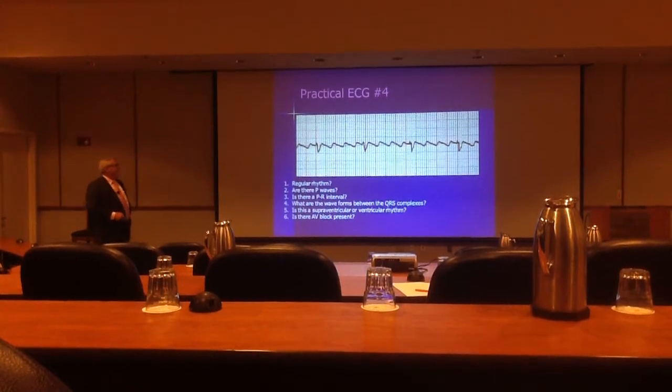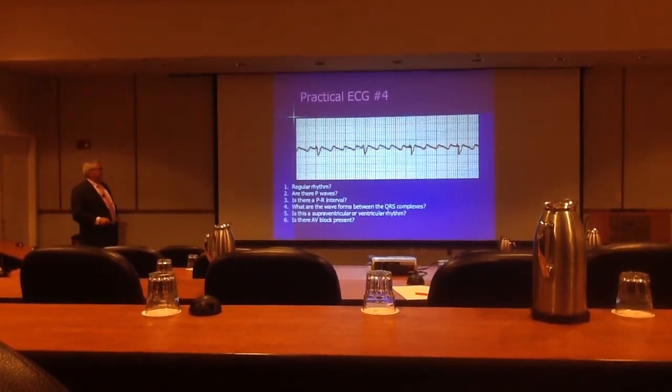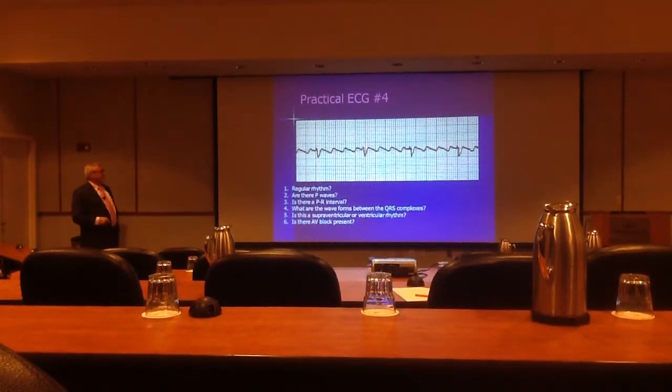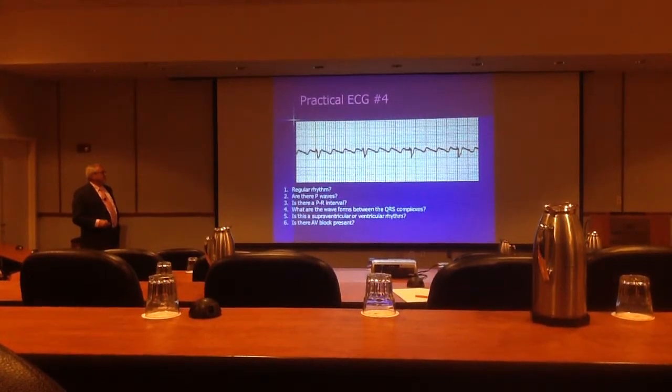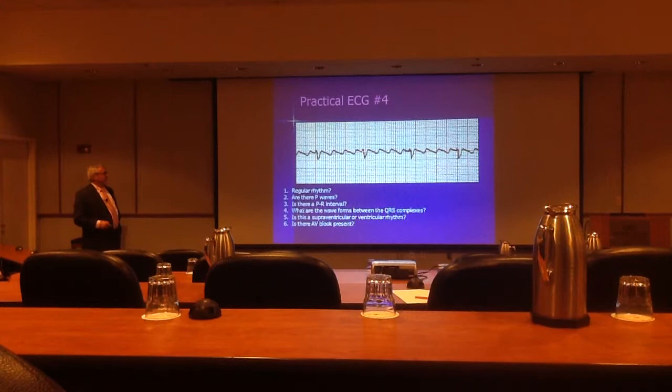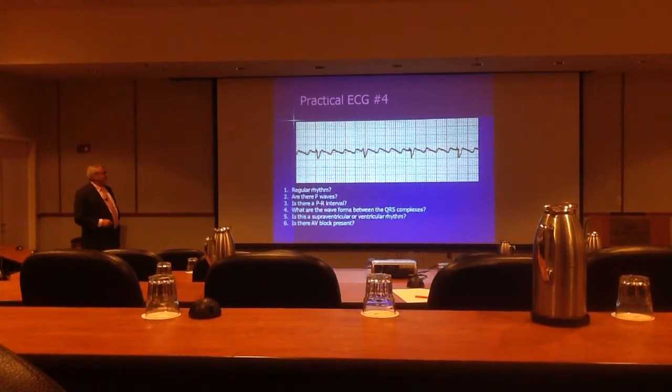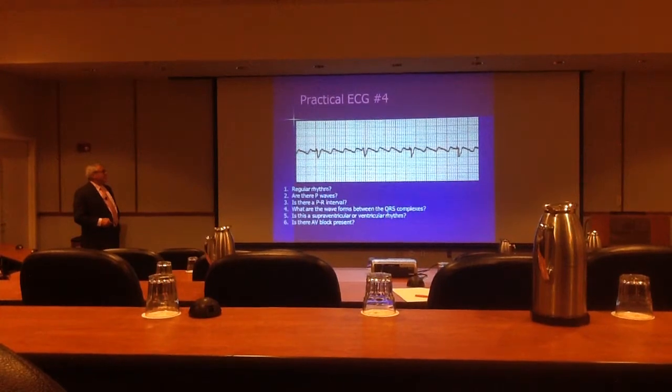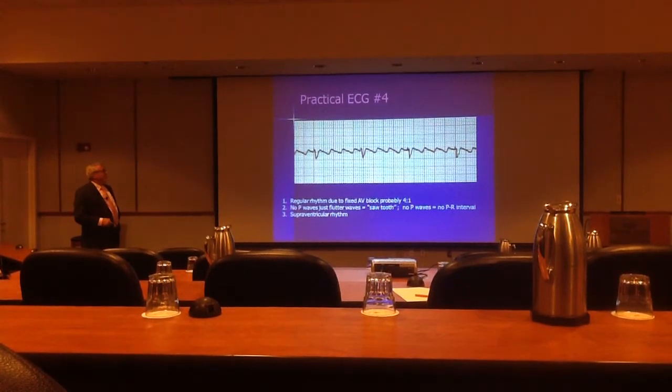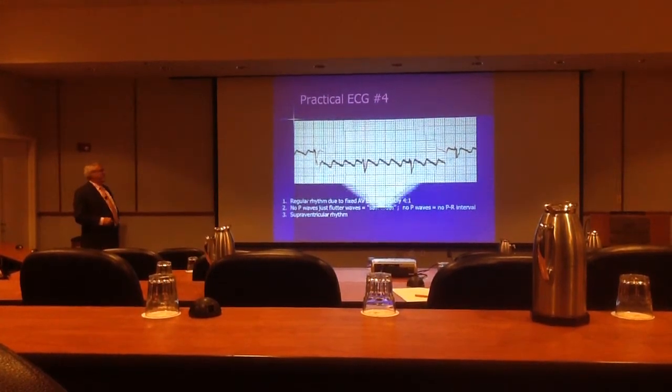Now, you look at this, and you go, hey, that looks like a pretty regular rhythm, but look at all these squiggly lines over here. So that looks like your sawtooth kind of appearance, correct? So there's no P wave activity here. These are flutter waves. So the diagnosis there would be what? Atrial flutter, yeah.